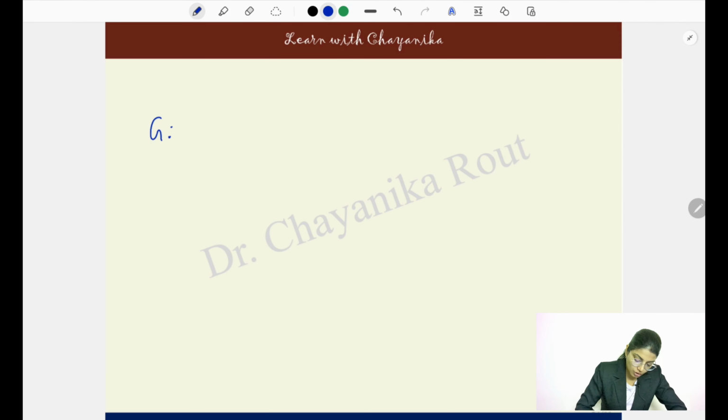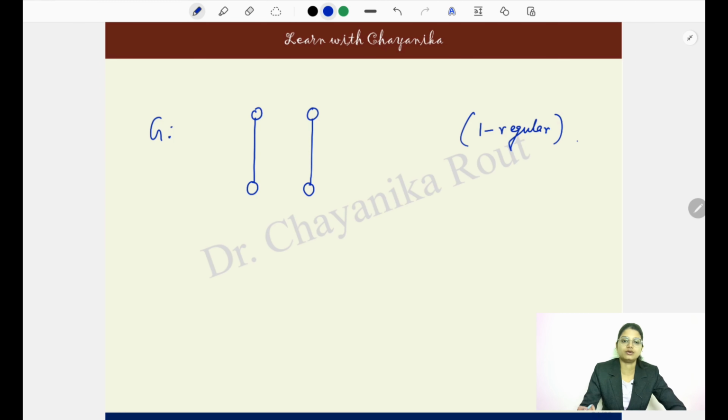So, let me draw a k regular bipartite graph. Let us draw one regular bipartite graph. So, we can have a one regular bipartite graph. The graph is bipartite, no doubt, and every vertex is having degree 1. See, we have the same number of vertices in both the partite sets. Here we have two vertices, and here also we have two vertices.